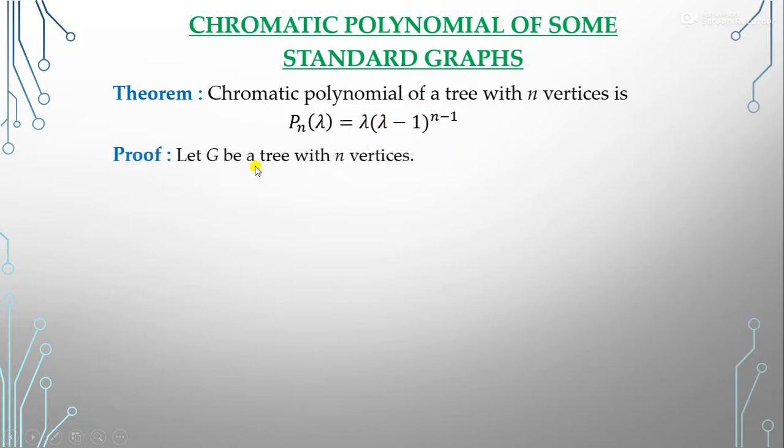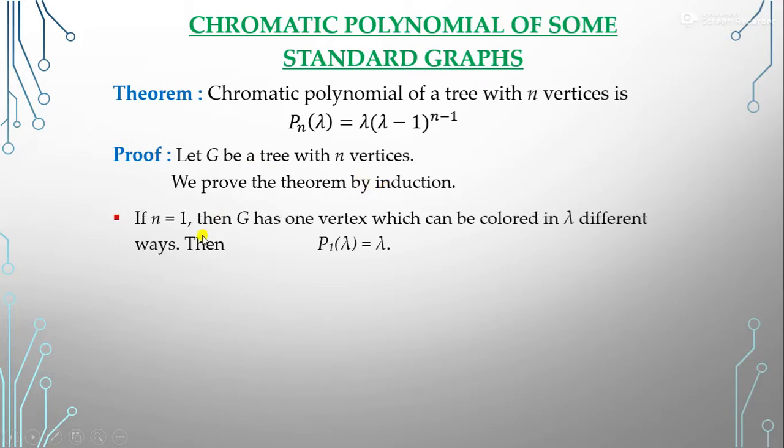First of all, we take a graph G, that is a tree with n vertices. We prove this theorem by induction. First we take n equal to 1. Then G has one vertex, which can be colored in how many ways? Lambda different ways, right? So our P1 of lambda is lambda.